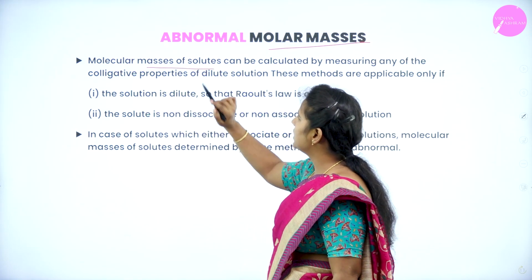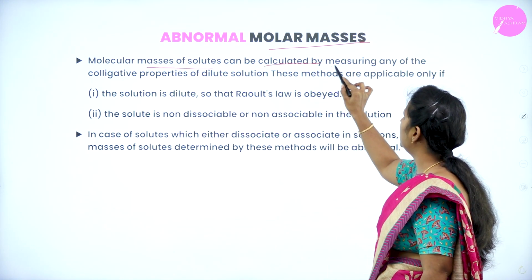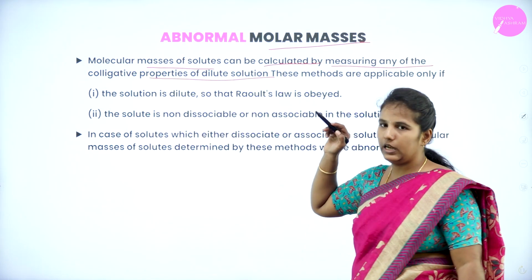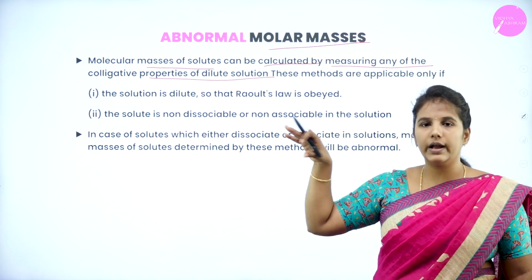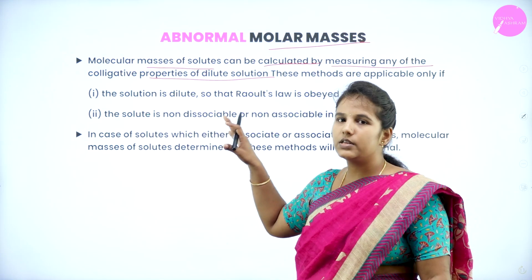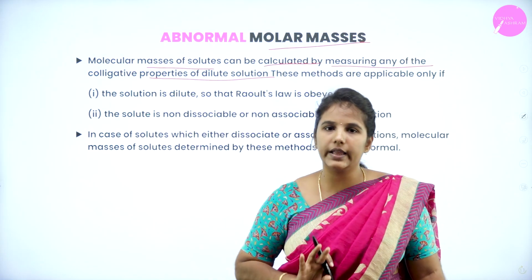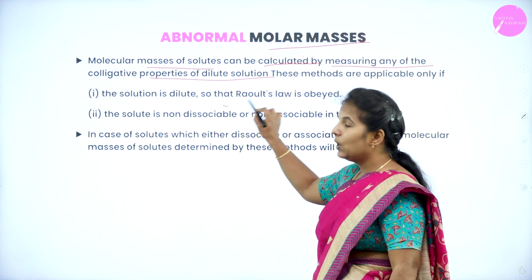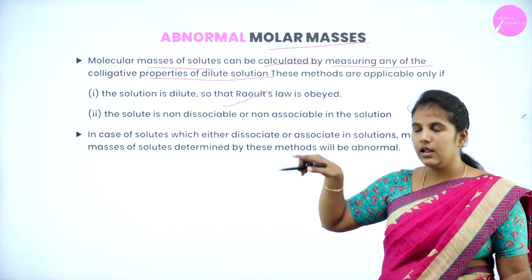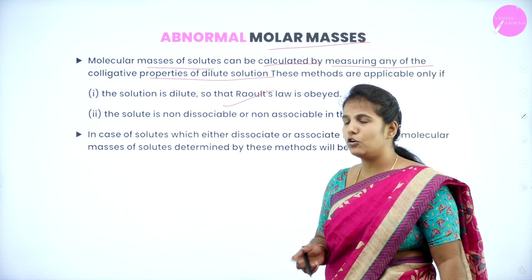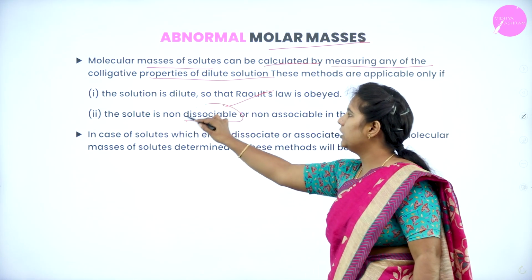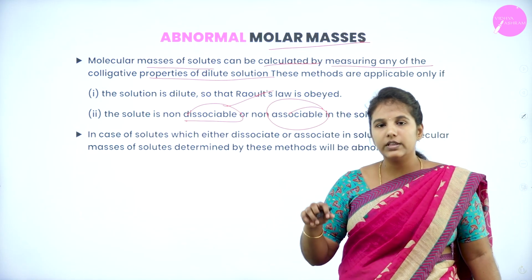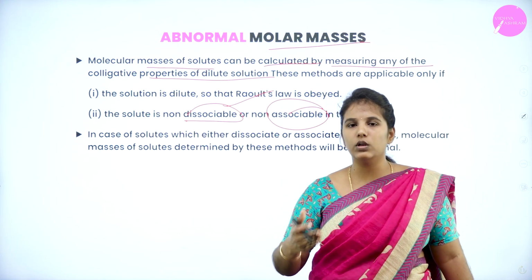The molar mass of the solute can be calculated by measuring any one of the colligative properties of a dilute solution, right? So, we used to calculate the molar mass of the solute by considering any one of the colligative properties. But actually, it is applicable only to a dilute solution where it obeys Raoult's law, right? And if it does not obey Raoult's law, remember the solute will undergo association or dissociation processes. So, that is known as abnormal molar masses.